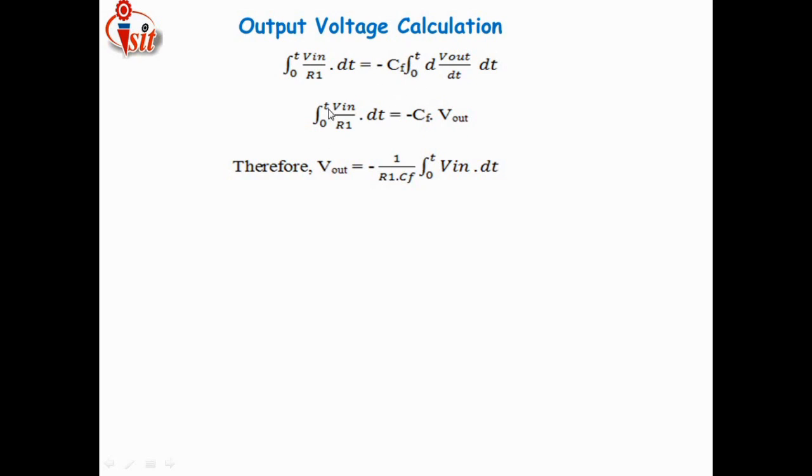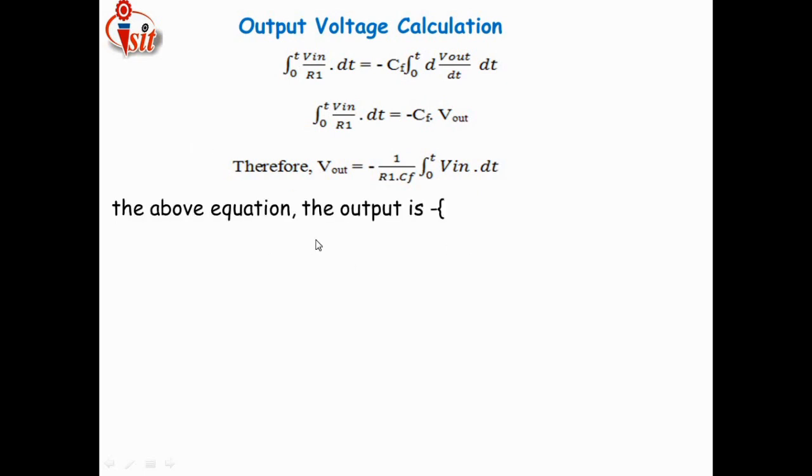And what we get here is the integral from 0 to t of Vin divided by R1 dt is equal to minus Cf times the integral of d Vout by dt dt. The dt gets cancelled, and what remains is Vout. Therefore we keep Vout on one side and take the remaining quantities to the other side, because our aim is to calculate the output voltage. Vout is equal to minus 1 divided by R1 Cf times the integral from 0 to t of Vin dt. This is the final equation for the integrator.